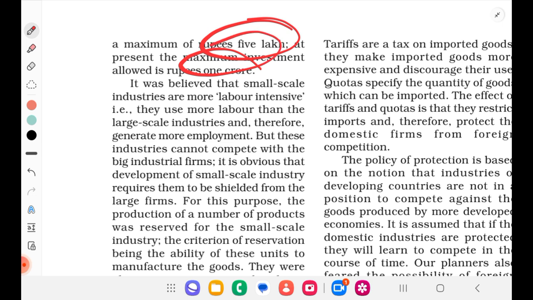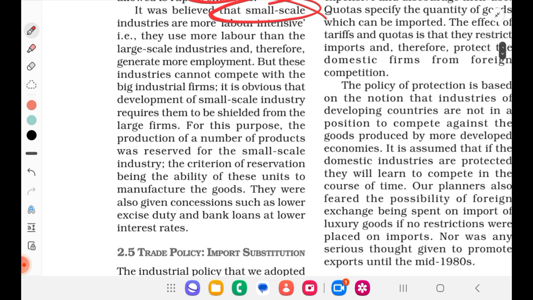It was believed that small scale industries are more labor intensive, that is, they use more labor than the large scale industries and therefore generate more employment. But these industries cannot compete with the big industrial firms. It is obvious that development of small scale industry requires them to be shielded from large firms. For this purpose, the production of a number of products was reserved for the small scale industry. The criteria of reservation being the ability of these units to manufacture the goods. They were also given concessions such as lower excise duty and bank loans at lower interest rates.